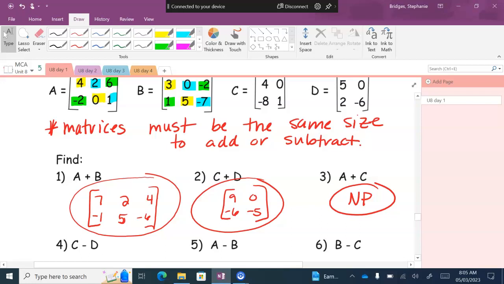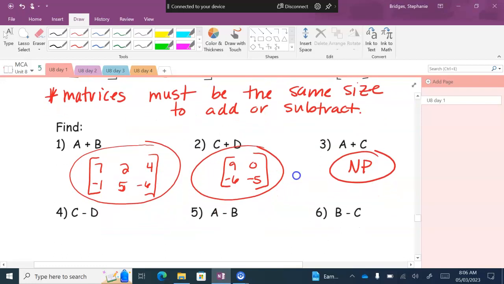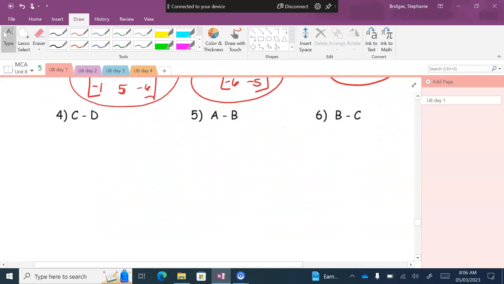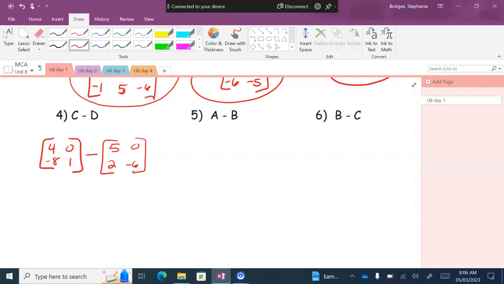I usually like to write them when I do subtraction. I'm not telling you you have to. But I would write matrix C first just so that I have it right next to me, which is 4, 0, -8, and 1. And then minus matrix D, which is 5, 0, 2, -6. And then we do exactly the same thing we did with the adding.